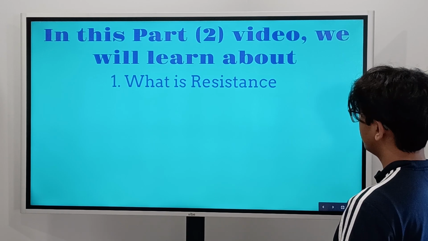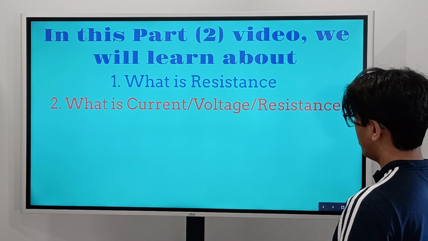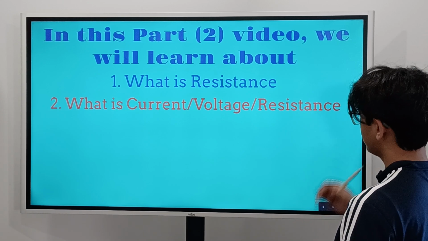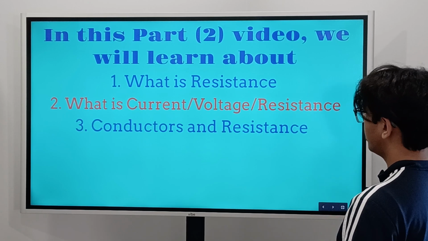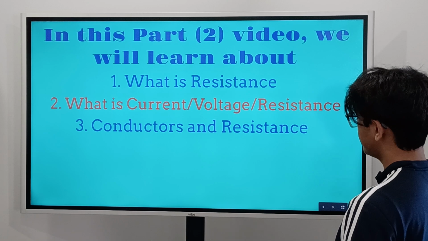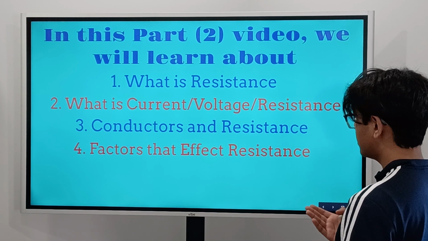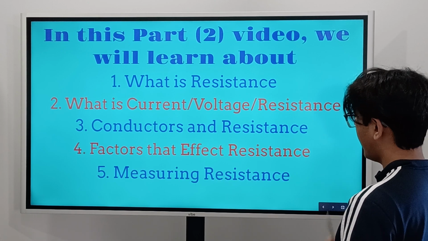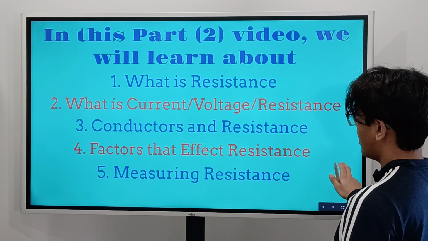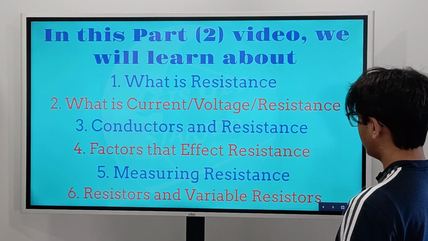So first, we're going to go over what resistance is. Second, we're going to be going over what current, voltage, and resistance is and what the connection between those 3 are. Third, we're going to be going over conductors and resistance. Fourth, we're going to be going over the factors that affect resistance. Fifth, we're going to be looking at how to measure resistance. And finally, sixth, we're going to be going over what resistors and variable resistors are.